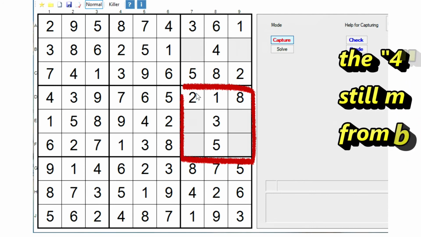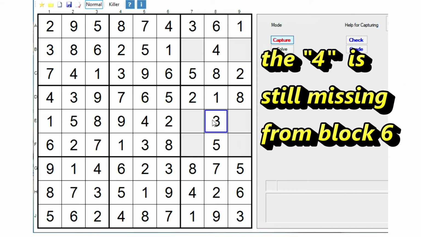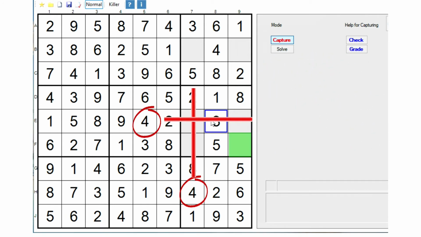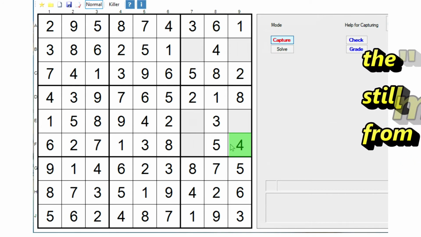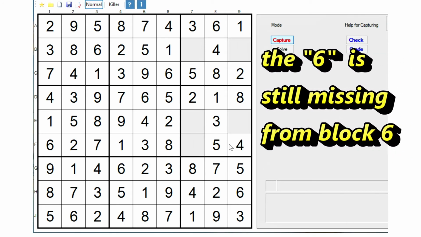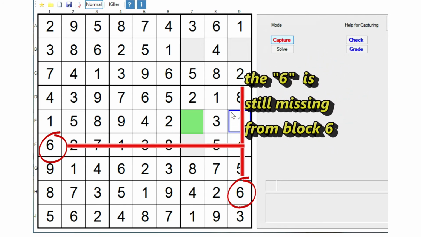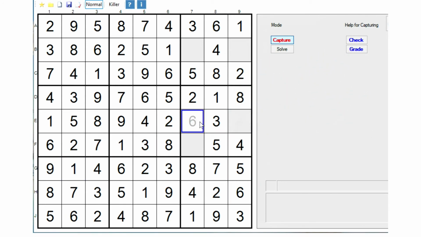Now looking at block 6, we have 1, 2, 3, so we need to place a 4, and using intersecting lines, we see it must go here. The 6 is missing, and again we can look outside the block and use intersecting lines to find where the 6 can go, and it must go here.